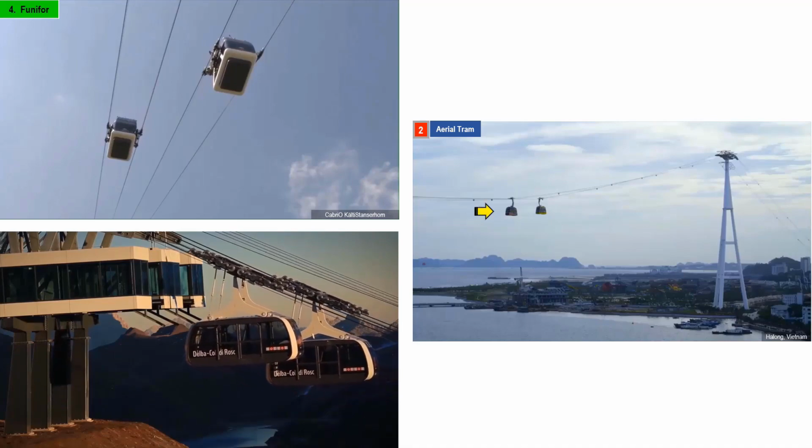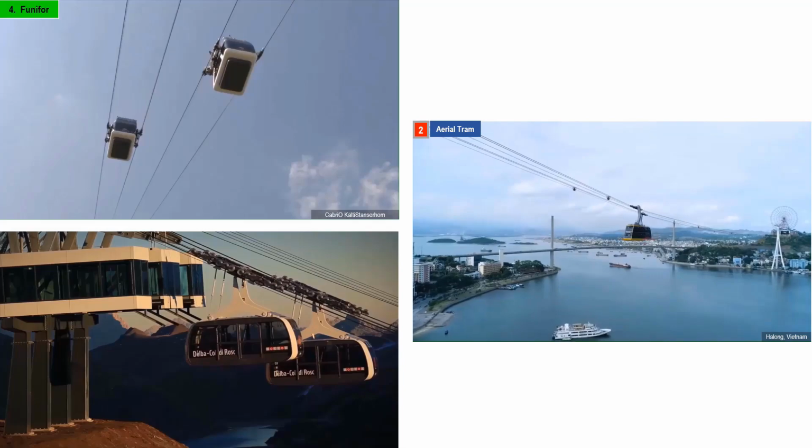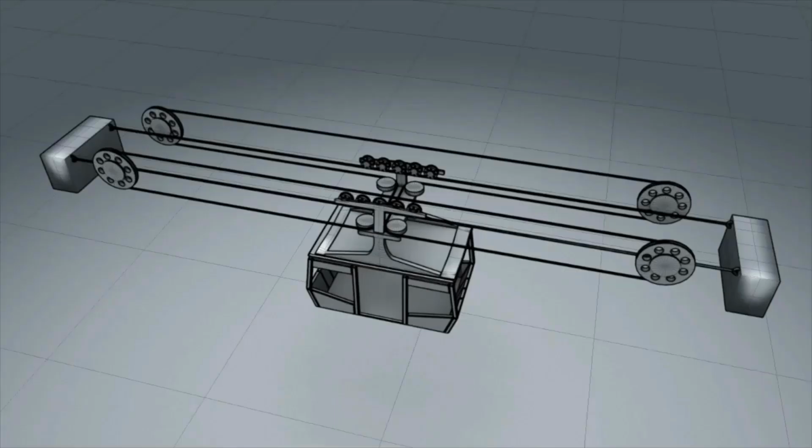In an aerial tram, the cables of the 2 cabins are connected to each other. The cabins can only travel simultaneously in the opposite direction. They cannot travel in the same direction. This is a short animation of how one cabin per line of a funifor system works.